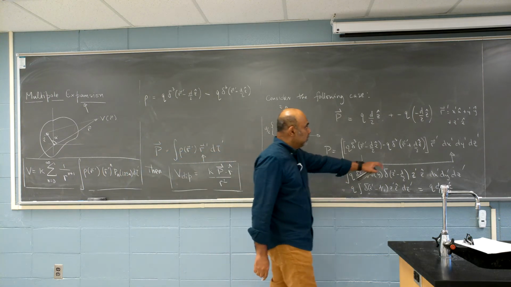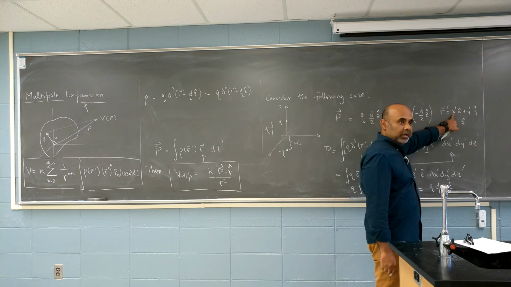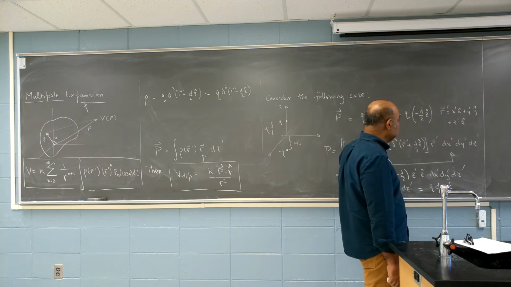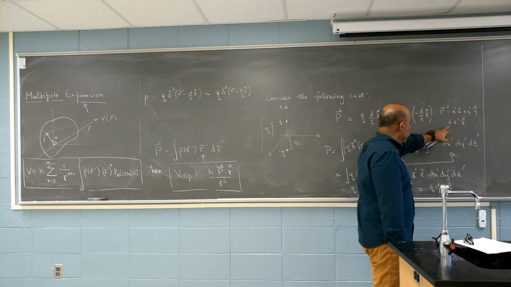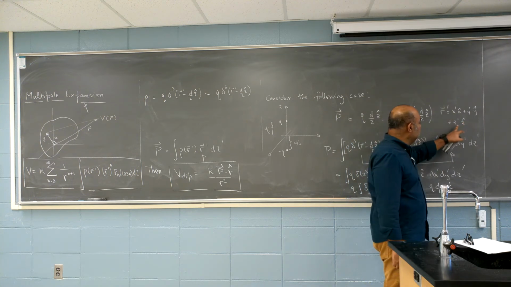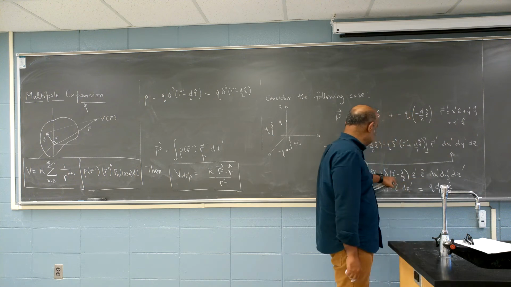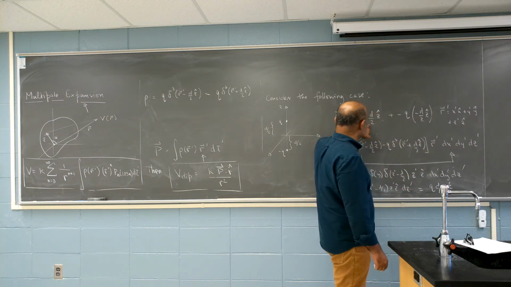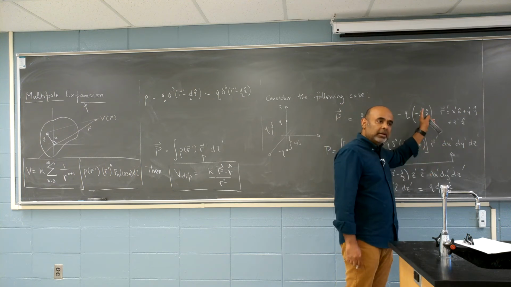But when I do this integral, I'm going to get 0 because of this delta function. Replace x prime by 0. Replace y prime by 0. But replacing z prime by d over 2. And that's how I get this term. And the other way, you'll get the other term.